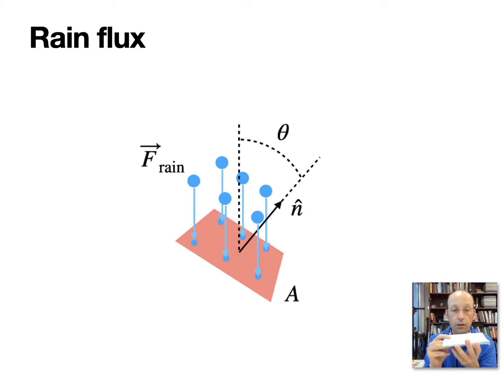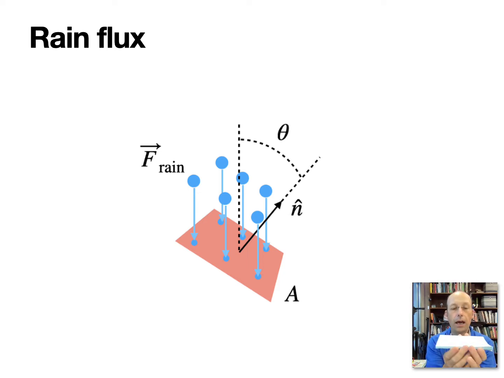Suppose I want to determine how much rain hits this piece of paper. Well, there are several factors that depend on the amount of rain hitting this paper. First is how fast is it raining? In this case, I call that F rain. It's like the rate that the rain's coming down. The next thing that can change how much rain hits this is the angle between the rain, which I'm assuming is coming straight down, and this.